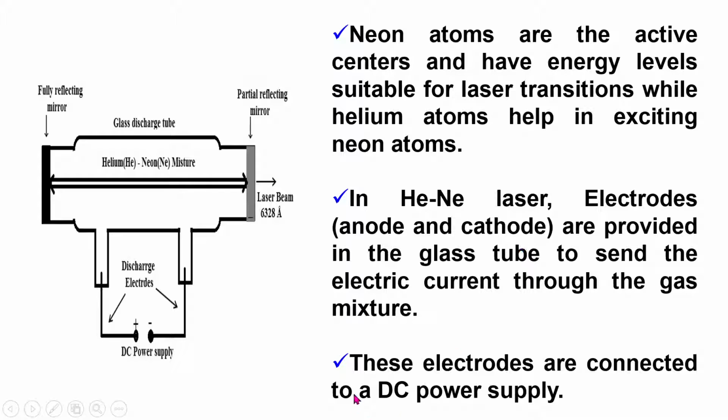In the helium neon laser, the electrodes of the discharge tube, such as the anode and the cathode, are provided in this glass tube to send the electric current through the gas mixture. Now see here, this is the glass discharge tube, in which we can see the two electrodes, one acts as a cathode, another acts as an anode, and these two electrodes are connected to the DC power supply.